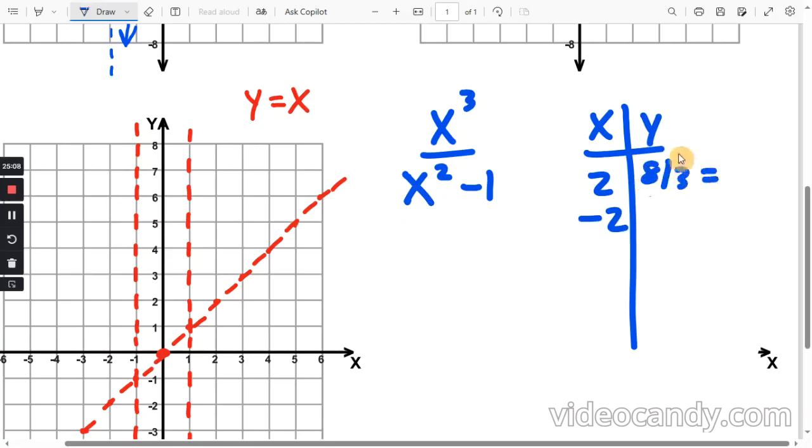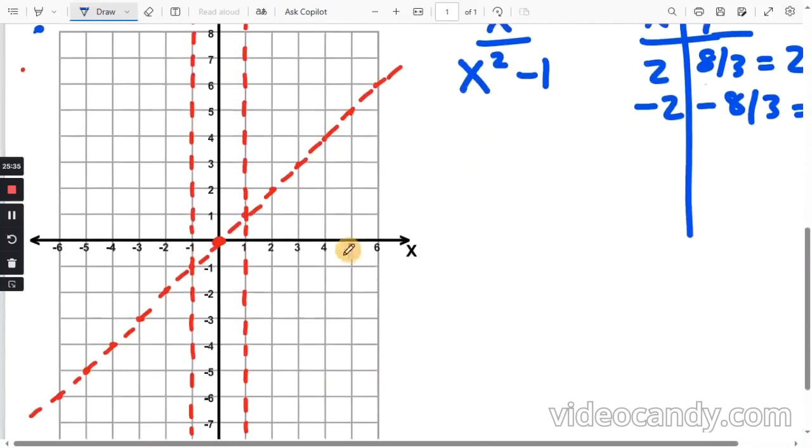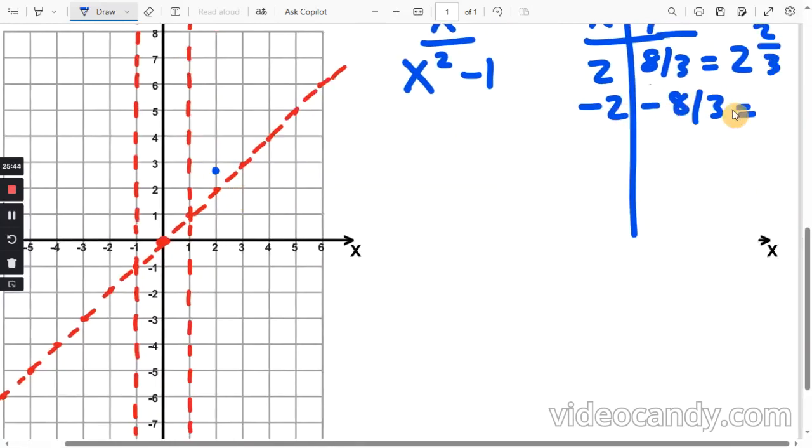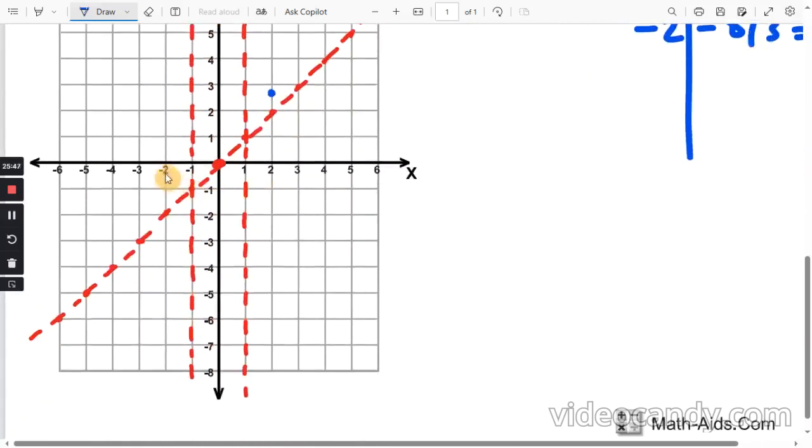And 8/3 is basically what? 2 2/3. All right, and for negative 2, it's going to be negative 8 over 4 minus 1, which is 3. So negative 8/3. And that's going to be negative 2 2/3. I can't fit it here, but it's going to be the negative of 2 2/3. So x equals 2 is at 2 2/3 right there, and negative 2 is at negative 2 2/3, right there.